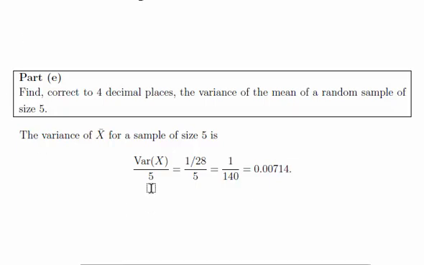So what we have here is the variance divided by the sample size, and that is the sampling distribution. Essentially it is the variance divided by n, which is 1 over 28 divided by 5, which is 1 over 140, which is 0.00714. Okay, that was a very long question, so I think we'll wrap it up there.